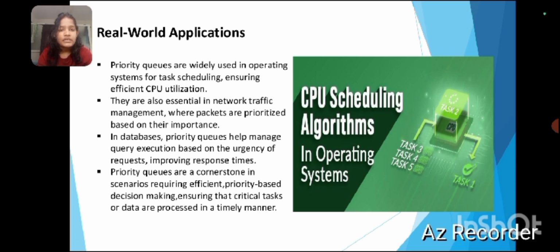In databases, priority queues help manage query execution based on the urgency of requests, improving response times. Priority queues are the cornerstone in scenarios requiring efficient priority-based decision making, ensuring that critical tasks and data are processed in a timely manner.